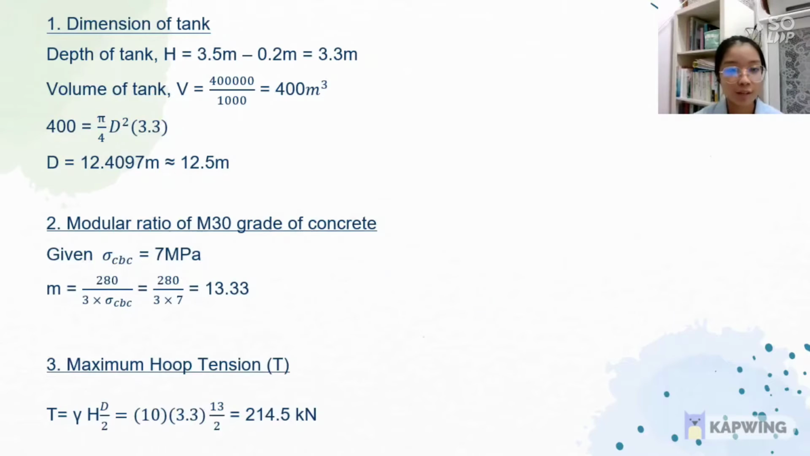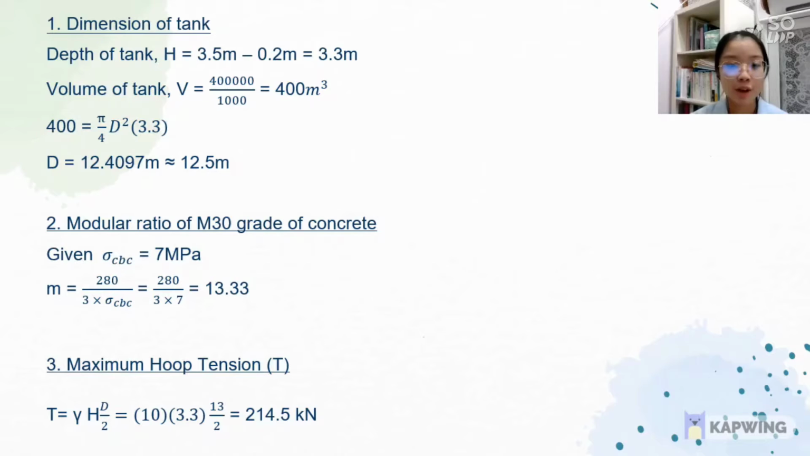First, we need to find the dimensions of the tank. We can find the depth of the tank by using the formula 3.5 meters minus 0.2 meters equals 3.3 meters. Then we find the volume of the tank by dividing the capacity by 1000, which equals 400 meters cubed. Insert all the data that we got into the next equation. We found that the diameter of the tank is about 12.5 meters.